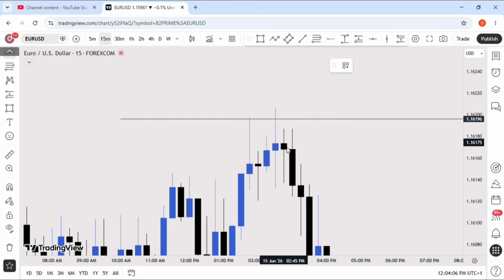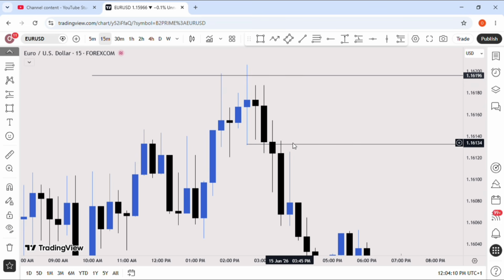Then we're going to mark there as our model 1 entry. Now listen and watch attentively. This first candlestick tries to close below it, but it didn't. That shows this entry is still invalid. This candlestick must close below it. It is a must. If you are buying, it must close above it.